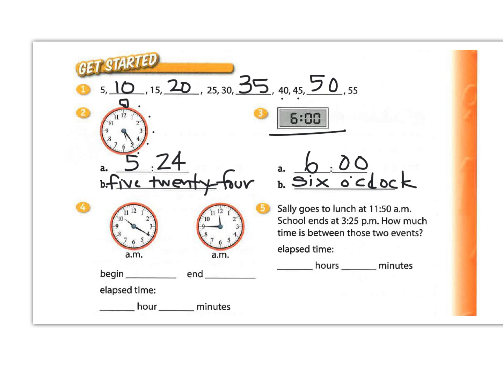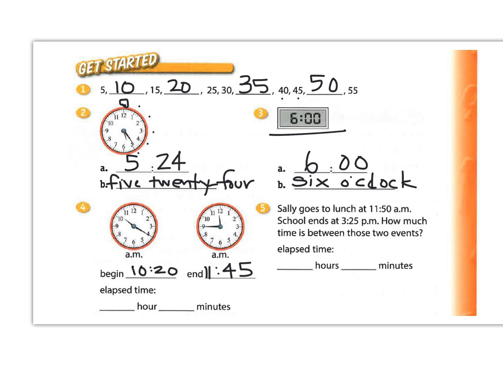Here we have number 4. The beginning time, the hour hand is right past the 10, so it's 10, and then it's right on the 4 for the minute hand. So 0, 5, 10, 15, 20. So this is 10:20 a.m. And the end time we can see the short hand is not quite to the 12, so it's still 11. So we'd start here with 0, 5, 10, 15, 20, 25, 30, 35, 40, 45 for the minutes. So the hour is 11 and the minutes is 45.